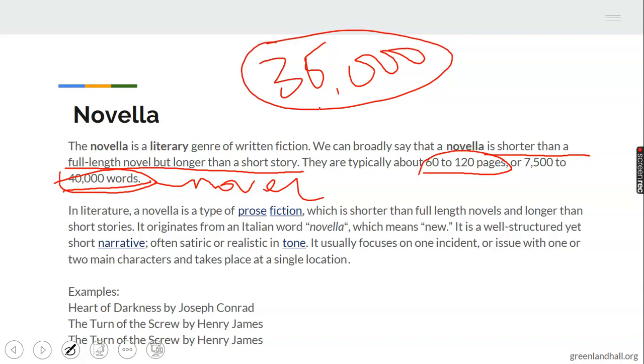And it is a work of fiction because it is a product of imagination. You can see examples like Heart of Darkness by Joseph Conrad, The Turn of the Screw by Henry James. These are novellas you can Google their summary online. Advice: if you can't read them entirely, Google their summary online and learn about their content.